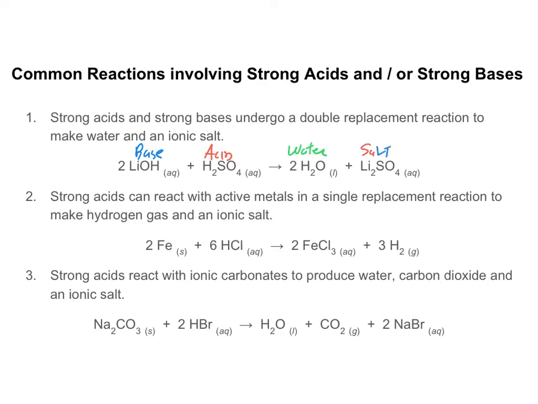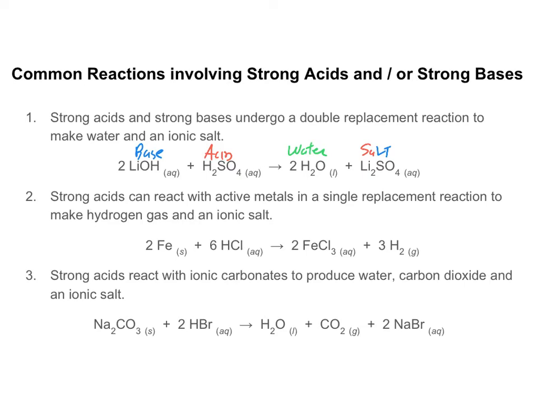Okay? Now, another type of reaction is that strong acids can react with active metals in a single replacement reaction to make hydrogen gas and an ionic salt. So in this case, we have strong acid hydrochloric acid reacting with the metal iron to make the ionic salt iron 3 chloride and hydrogen gas in this case.